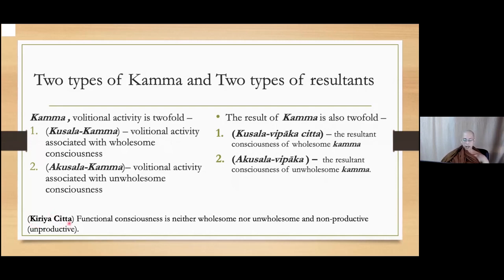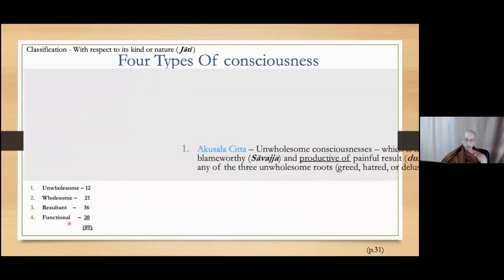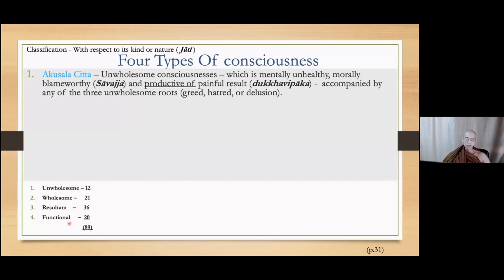In this way, we will have four types of consciousness. Here the classification according to jati comes: four types of consciousness according to jati. Jati is its nature, so we understand them according to their nature. The first type is kusala chitta. As I said, kusala karma and kusala chitta: the volitional activity together with the wholesome consciousness is called kusala chitta. So kusala chitta, akusala chitta here, okay.